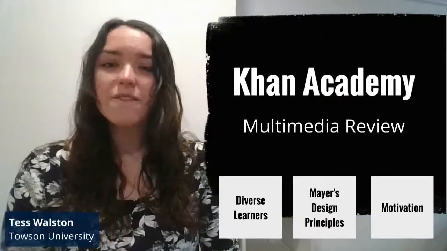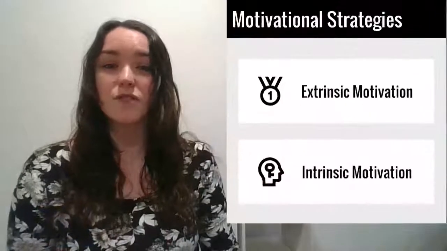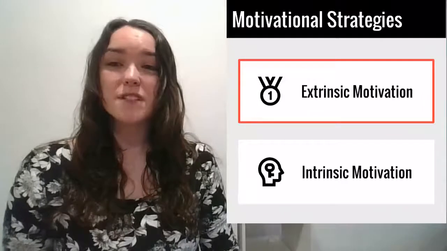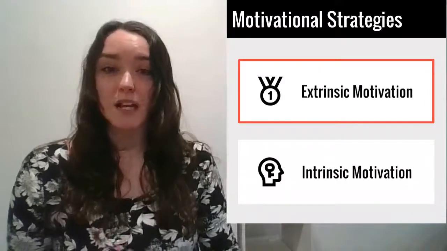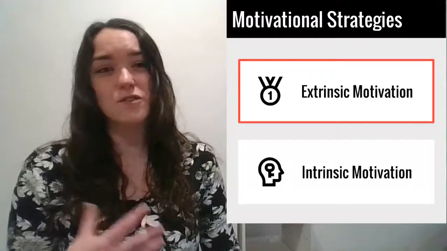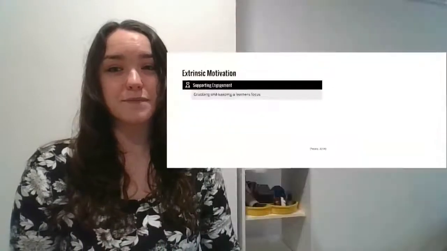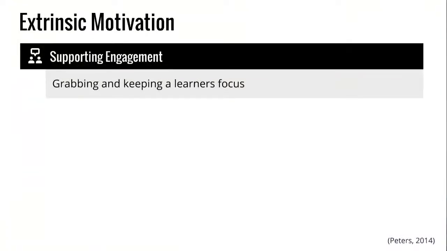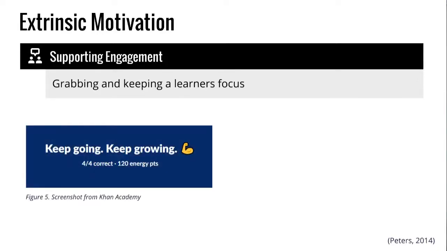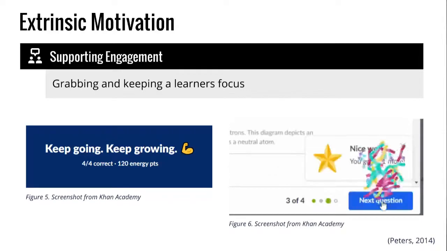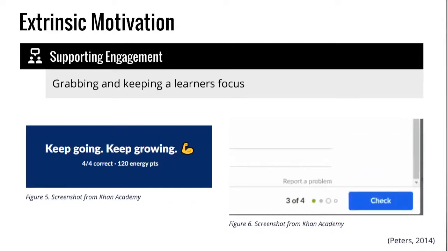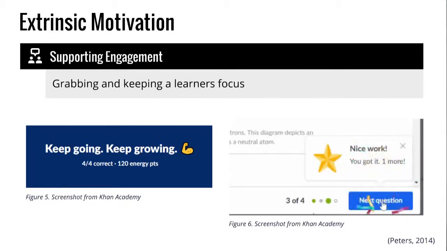Designers can meet these needs by finding a balance between extrinsic and intrinsic motivation. Extrinsic motivation is when the learner wants to participate in an activity because they will receive an external prize when they complete it correctly. To increase extrinsic motivation, there must be strategies in place to support engagement and keep the learner's focus. Khan Academy gives learners energy points after completing modules and practice assessments. When learners answer a question correctly on a practice assessment, they are met with confetti and a gold star. This might seem small, but it gives the brain just enough encouragement to keep the learner engaged.